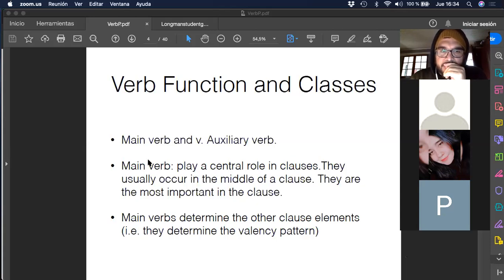So the main verb plays a central role in the clauses. We already said that. They usually occur in the middle of the clause. Not always, but usually. They are the most important thing in the clause because the main verb determines the other clause elements. That is to say, they determine the valency pattern. And here we have something very big.